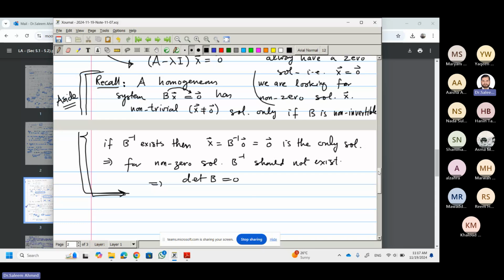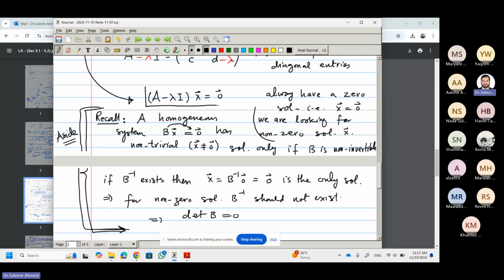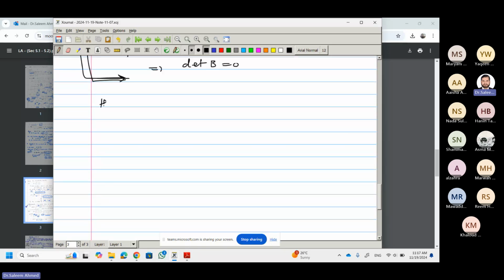So what was my system? My system was this one. So this will have a non-zero solution if, hence, for non-zero solutions of my system, which is A minus lambda I times x equal to 0, we need A minus lambda I to be non-invertible. So we need the determinant of A minus lambda I to be equal to 0. This is the first condition.